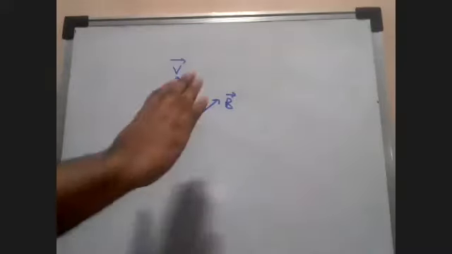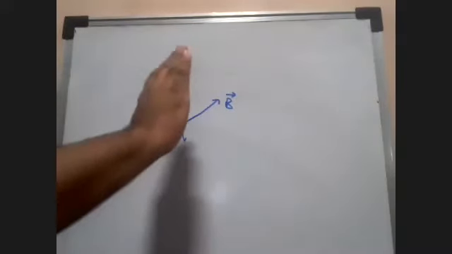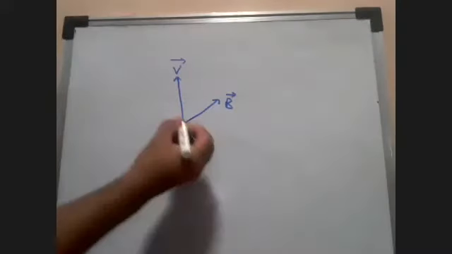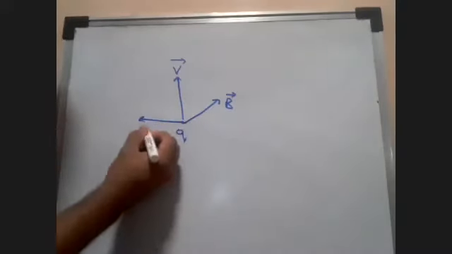All you have to do is take your right hand from V to B, just curl your fingers, and you will get the direction of the force, which is on the left hand side like this.